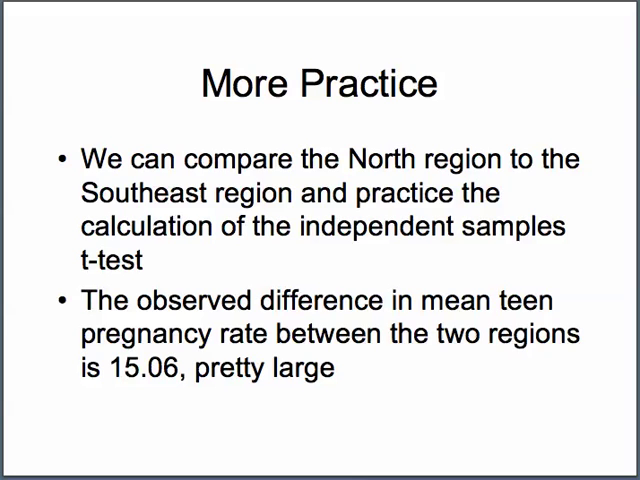You can practice your independent samples t-test calculations by comparing the north region to the southeast region too. Since we observe that the difference between the 2 regions on mean teen pregnancy rate is pretty large, 15.06, we may guess that there is a statistically significant difference between the 2 regions. But the proof's in the pudding. We need to calculate the test result to see if we reject the null hypothesis.